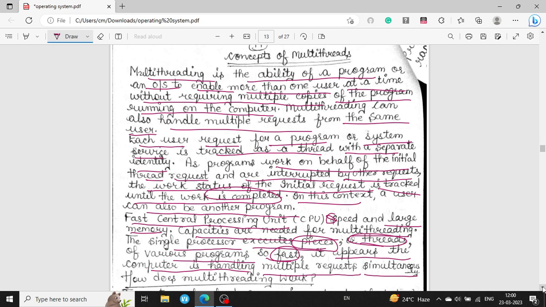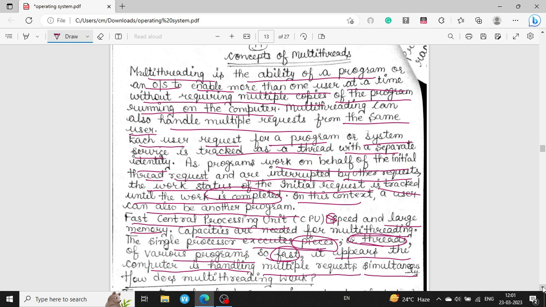Every user request for a program or system service can be tracked as a thread without any separate identity. As a program, they work on behalf of the initial thread request and they are interrupted by other requests. The work status of the initial request can be tracked until the work is completed. In this context, a user can also be another program.